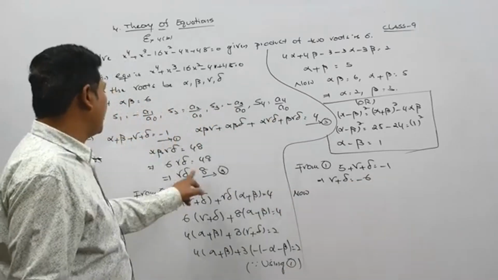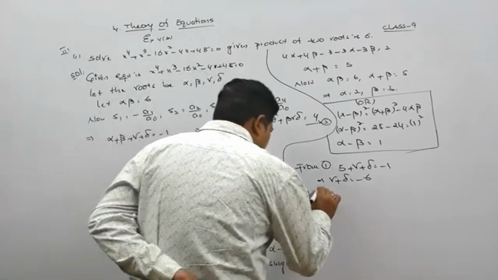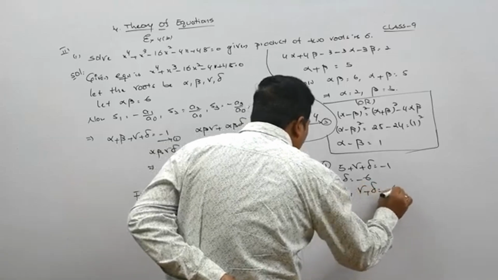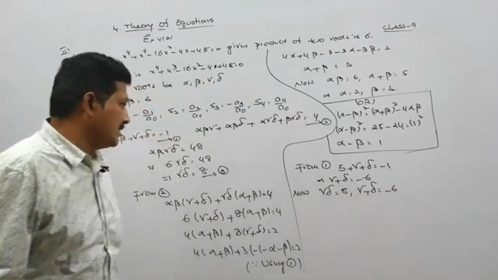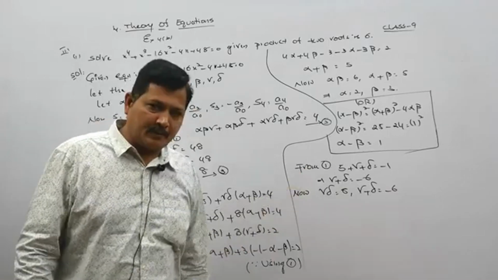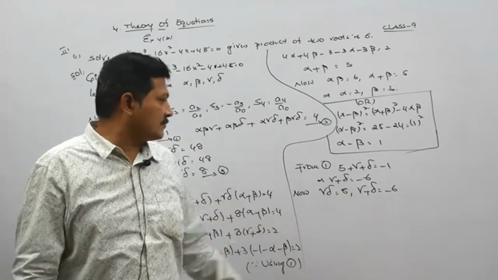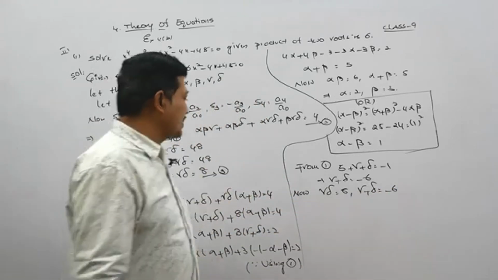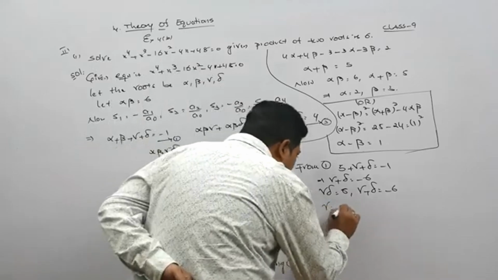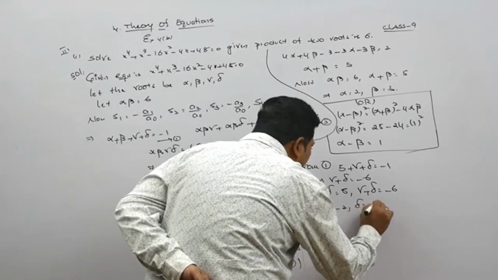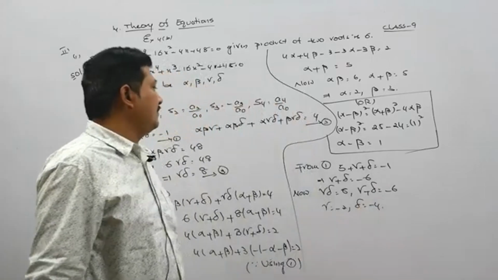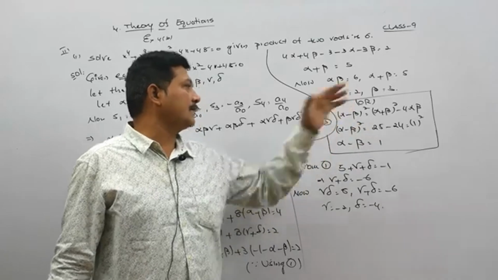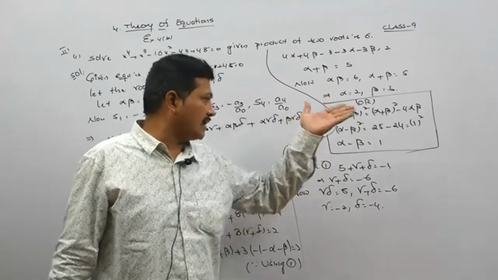Now we know that gamma delta is equal to 8, and gamma plus delta is equal to -6. Here only two numbers will satisfy: -2 and -4. The sum of -2 and -4 is -6, and -2 into -4 is equal to +8, and hence gamma is equal to -2, delta is equal to -4. Or again you can use this relation: gamma minus delta whole square is equal to gamma plus delta whole square minus 4 gamma delta.